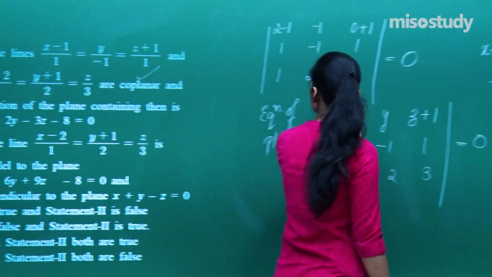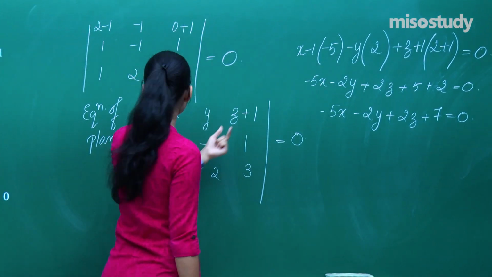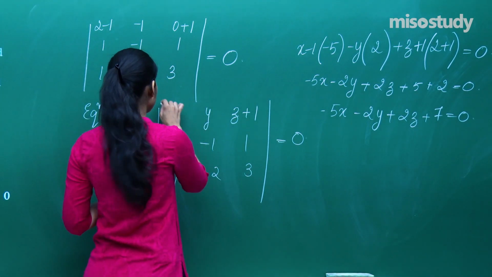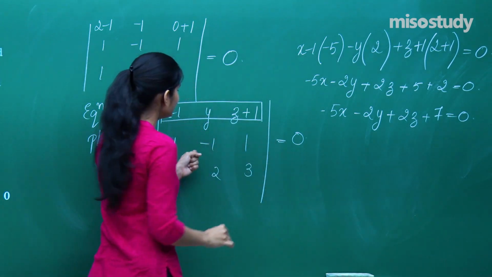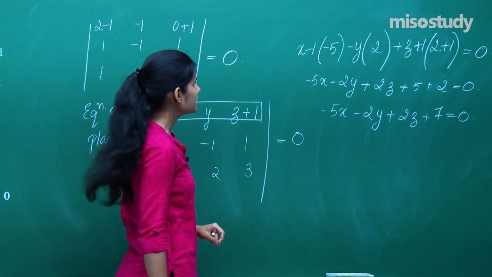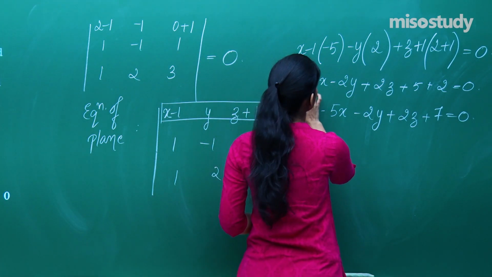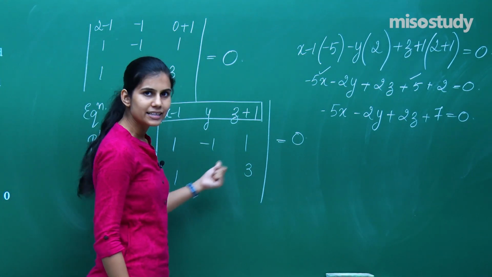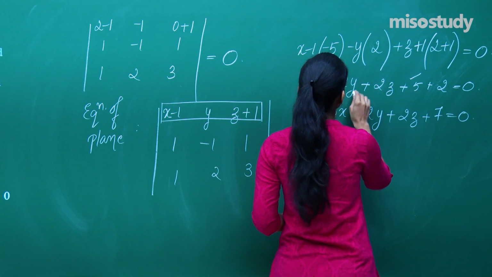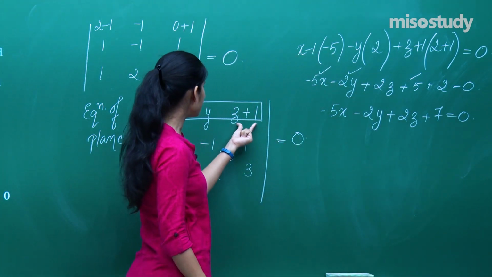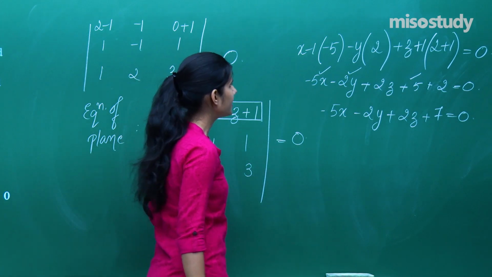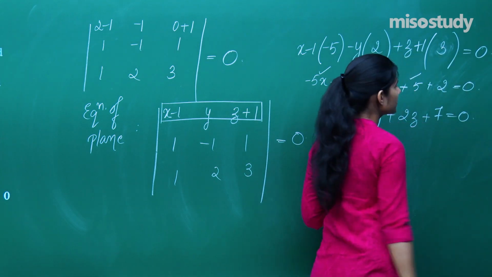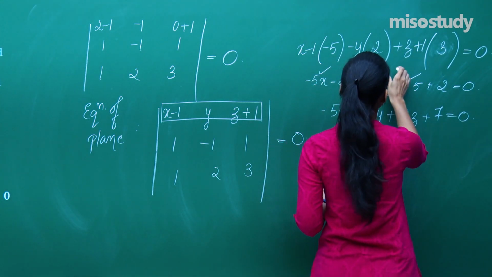Let's just check. We have x minus 1, y and z plus 1, 1 minus 1, 1 and 1 2 3. So x minus 1, if I am expanding along the first row, then this is minus 3 minus 2, which is minus 5, so you get minus 5x plus 5, right? Then you have minus y, and then you have 3 minus 1, which is 2, so this is minus 2y, and then you have plus z plus 1, and then you have 2 plus 1, that is 3. So this becomes 3. Fine. So you basically get 3z plus 3.